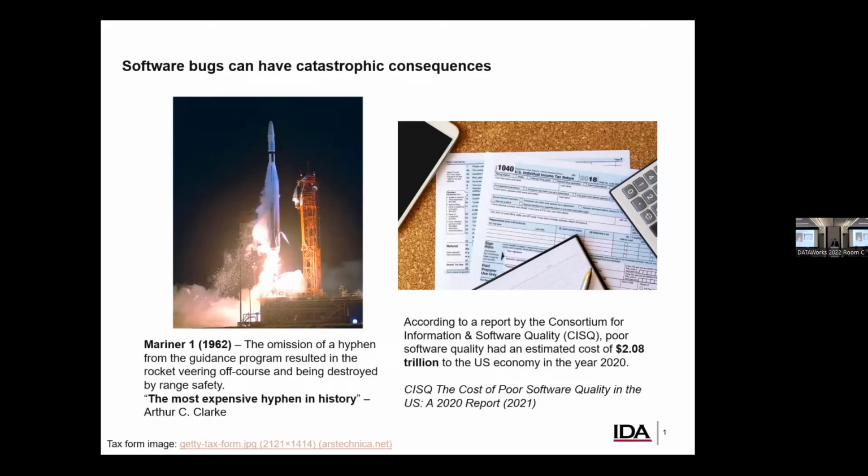And then also here, according to a report by the Consortium for Information and Software Quality, poor software quality had an estimated cost of $2.08 trillion to the US economy in the year 2020. And that's costs due to software bugs as well as cybersecurity vulnerabilities due to poor software construction.